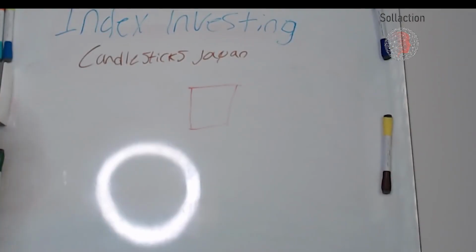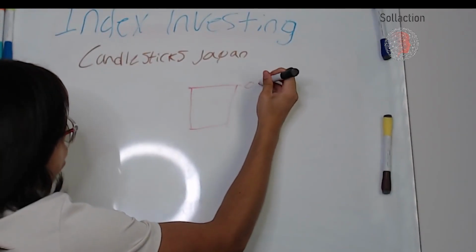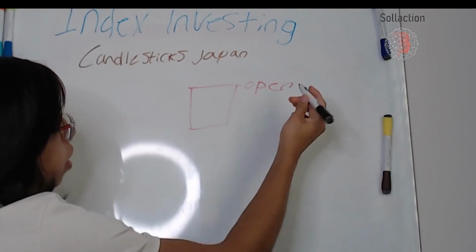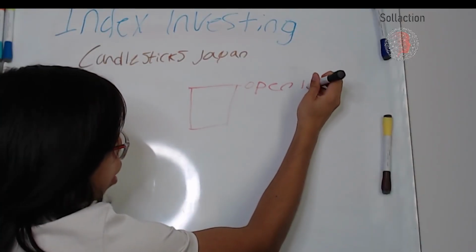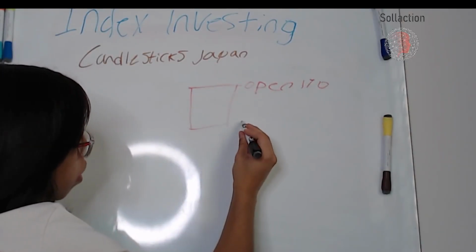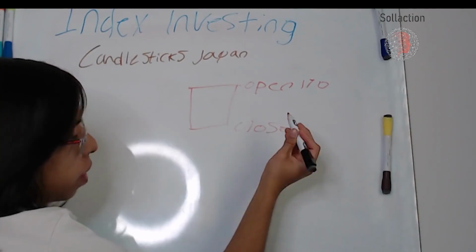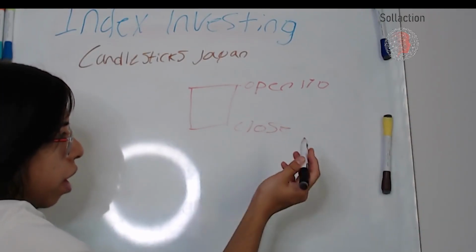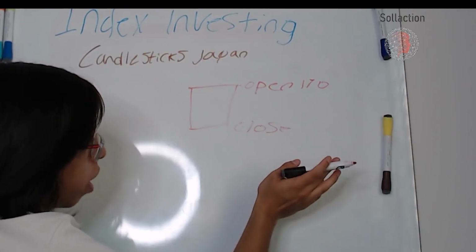The open is always going to be here at the top. And let's say that it opened at 170. And over here, it closed at 4 p.m. if it's on daily candle. If it's on weekly, it will be on Friday. It opens on Monday and it closes on Friday because it's a week.